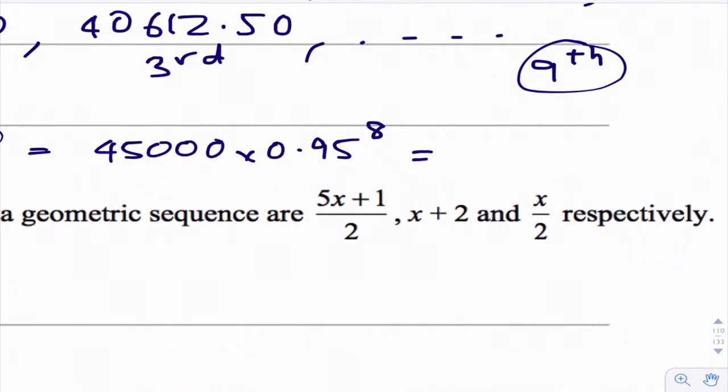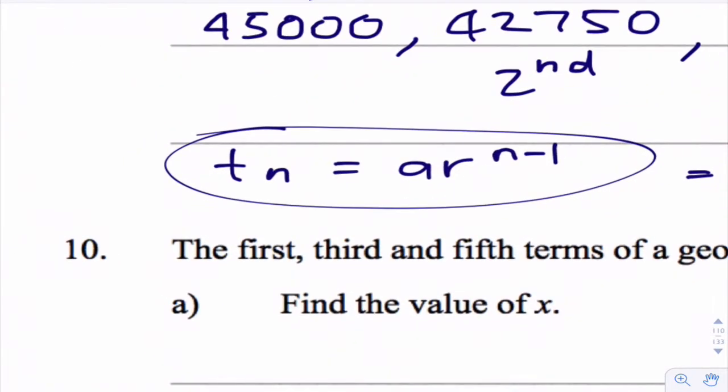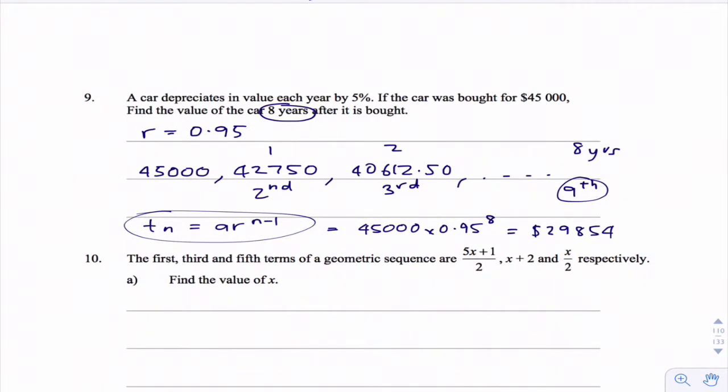So if we do that on our calculator, 45,000 times 0.95 to the power of 8, we get $29,854 to the nearest dollar. So it's just really important in that question there that you recognize that after 8 years is the 9th term. So any of these kind of questions where they're talking about a percentage change, the amount of money in the bank, all of those kind of questions, and you can do it using your geometric sequence formula, just be careful that you're getting the term number right.